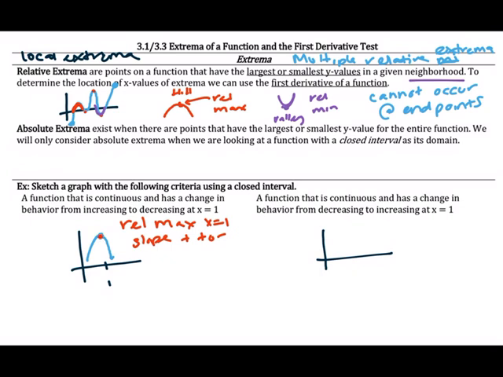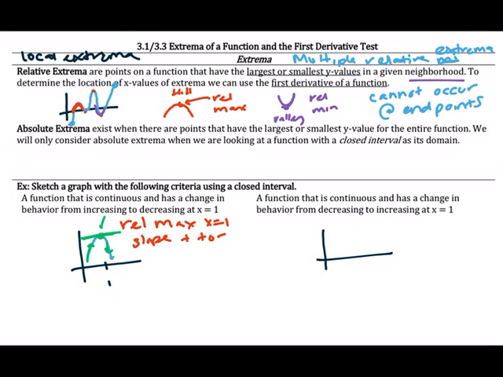Something else I want you to notice is if the slope is going to change from positive going up to negative going down, at some point that slope needs to be 0. And if I drew a tangent line here, the slope of the tangent line at that point, which is the extrema, would be 0.